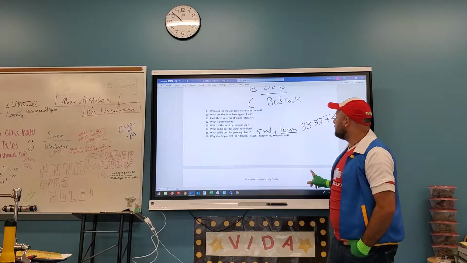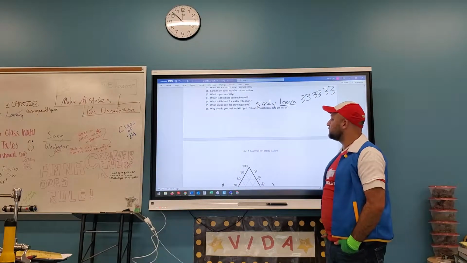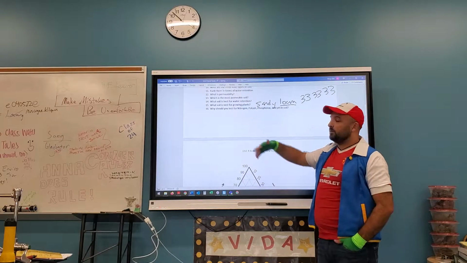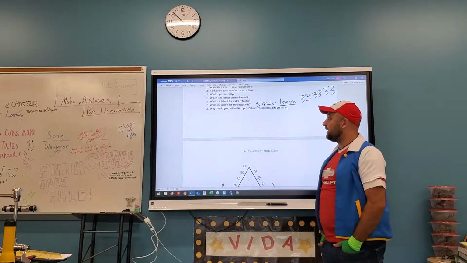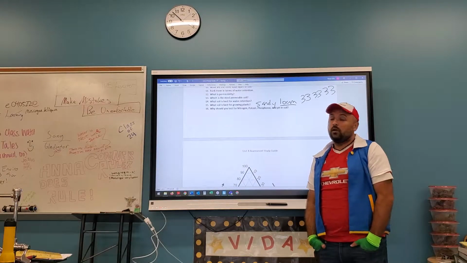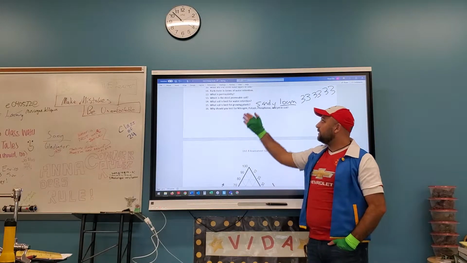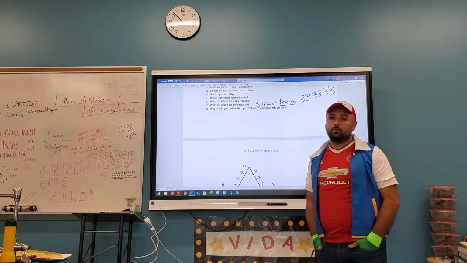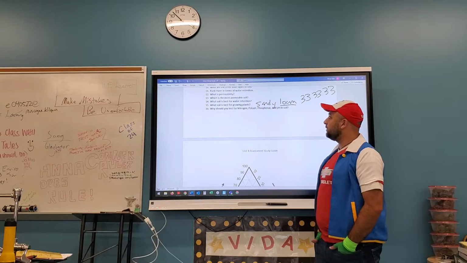Why should you test for nitrogen, potash, phosphorus, and pH in the soil? Nitrogen, phosphorus, and potassium are all essential elements in the growth of organisms. So plants need them. And we know about the nitrogen cycle and the phosphorus cycle, but you test for them because plants need those in order to grow and make new plants.